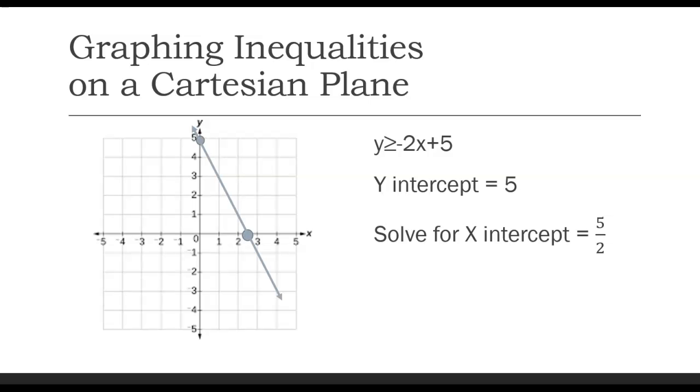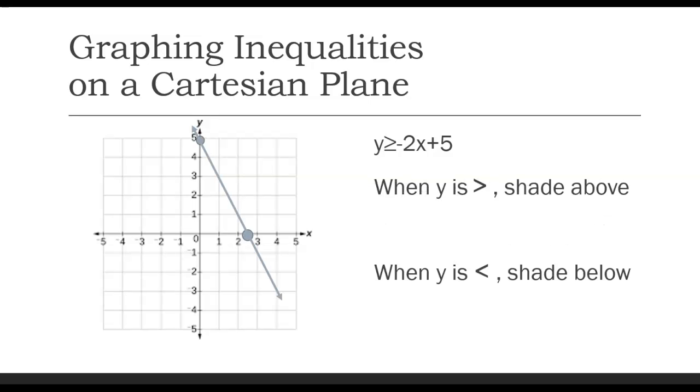The next step is to shade all the values that make the equation true. When y is greater than, you will shade in all the solutions above the line. When y is less than, you will shade all the solutions below the line. In this equation, y is greater than, so we will shade all the solutions above the line.